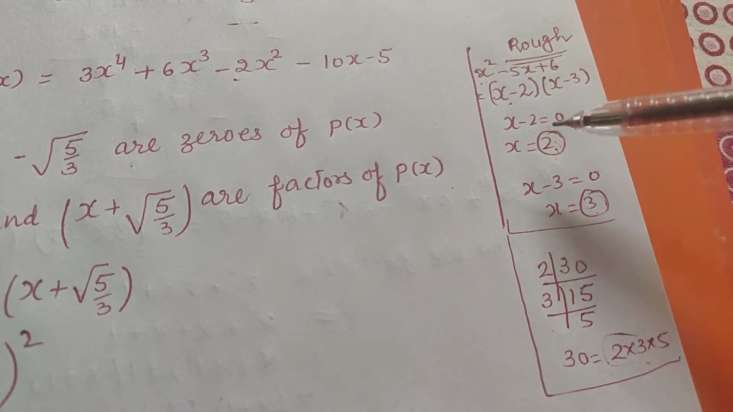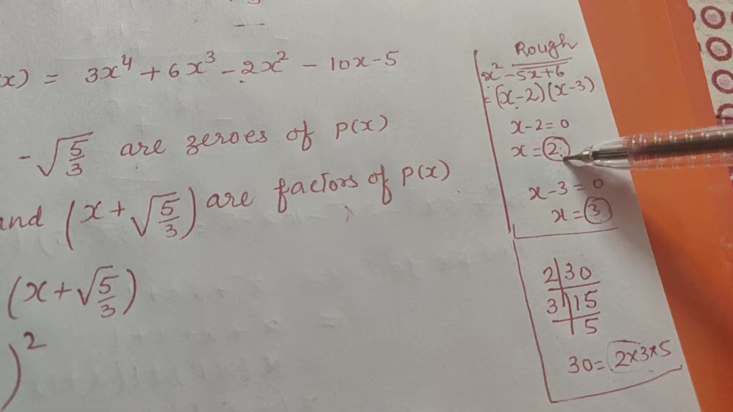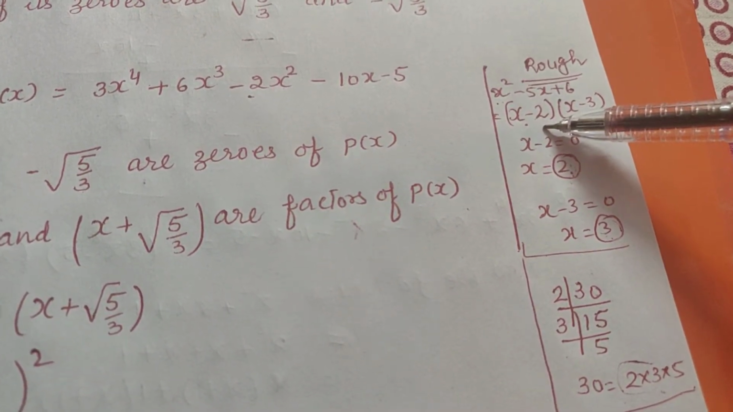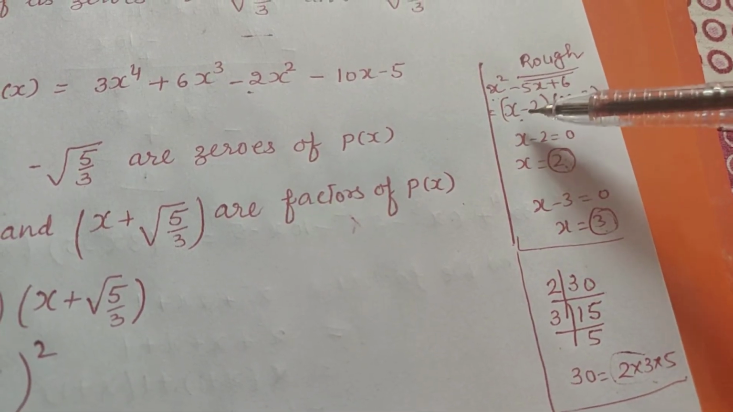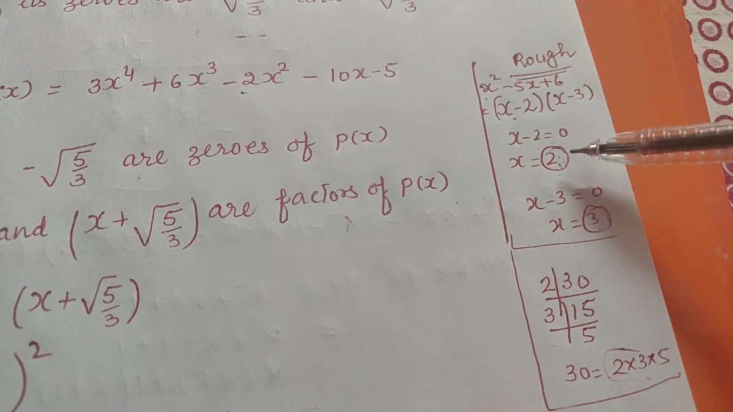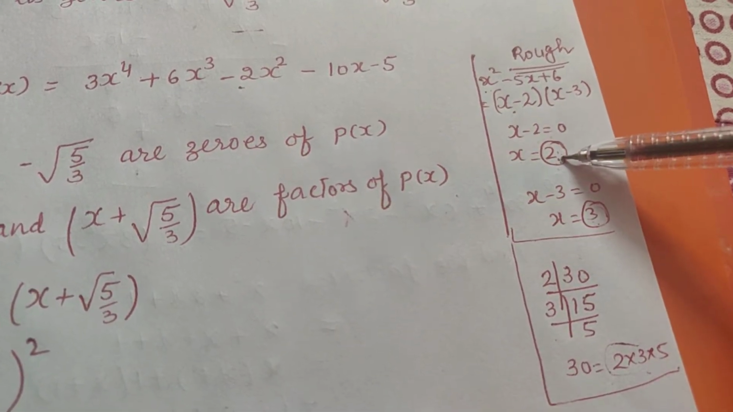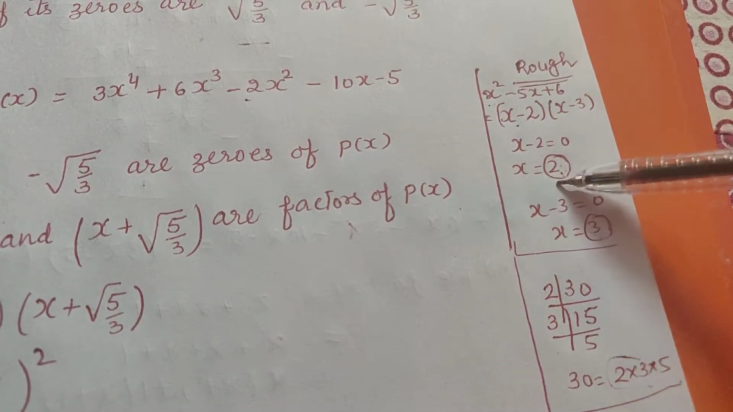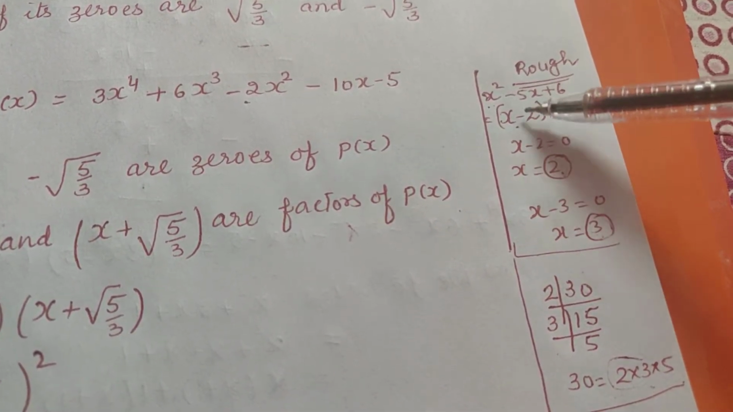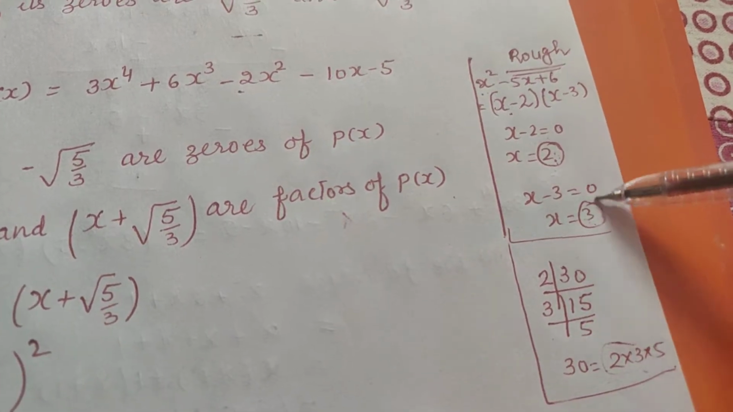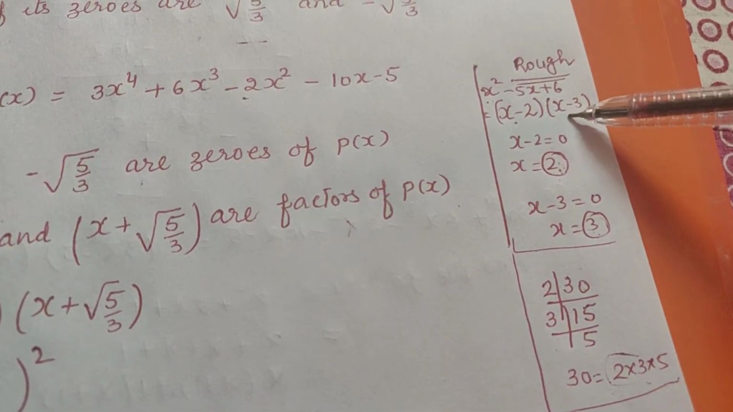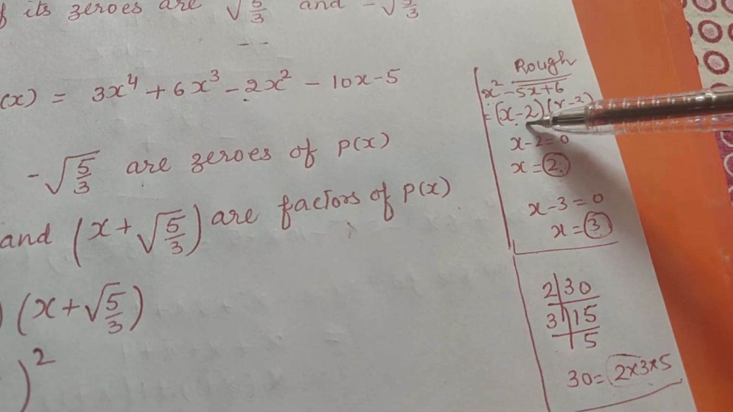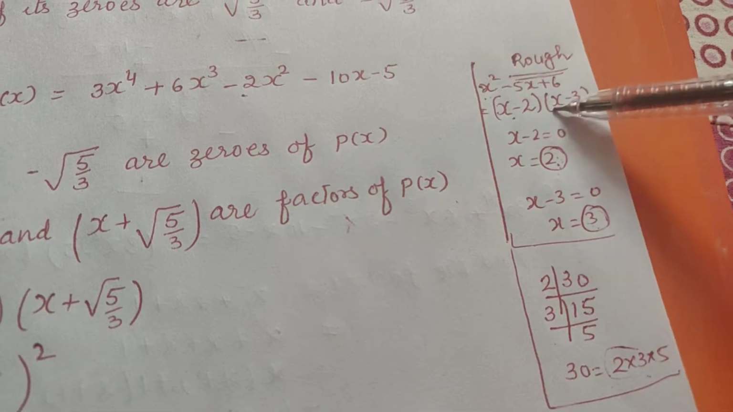Now children, please check. When 2 is a zero, then that would mean x minus 2 is a factor. We factorized this and we got x minus 2 and x minus 3. So from x minus 2 we have got this zero. So that means if 2 is a zero, then x minus 2 is a factor. Okay, opposite sign you have to put here. And if 3 is a zero, then x minus 3 will be a factor. Suppose here it was minus 2, so x plus 2 would have been a factor. I hope this is clear.